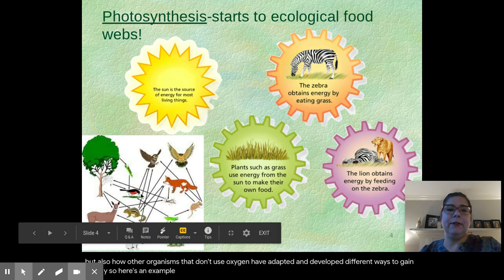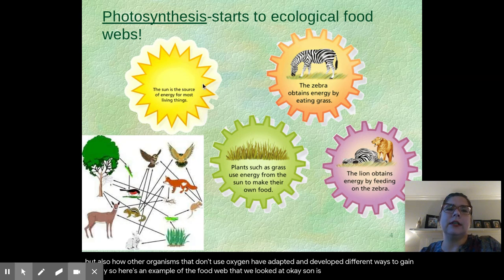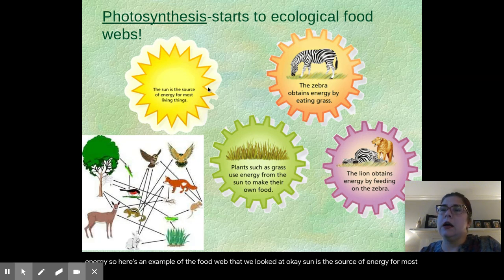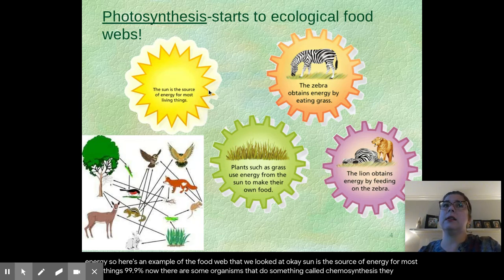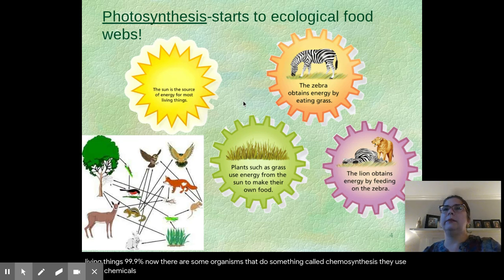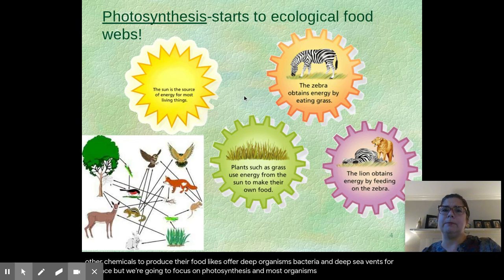So here's an example of the food web that we looked at. Okay, the sun is the source of energy for most living things, 99.9%. Now, there are some organisms that do something called chemosynthesis. They use other chemicals to produce their food, like sulfur. Deep sea organisms, bacteria, and deep sea vents, for instance. But we're going to focus on photosynthesis, since this starts the food chain for most food webs.